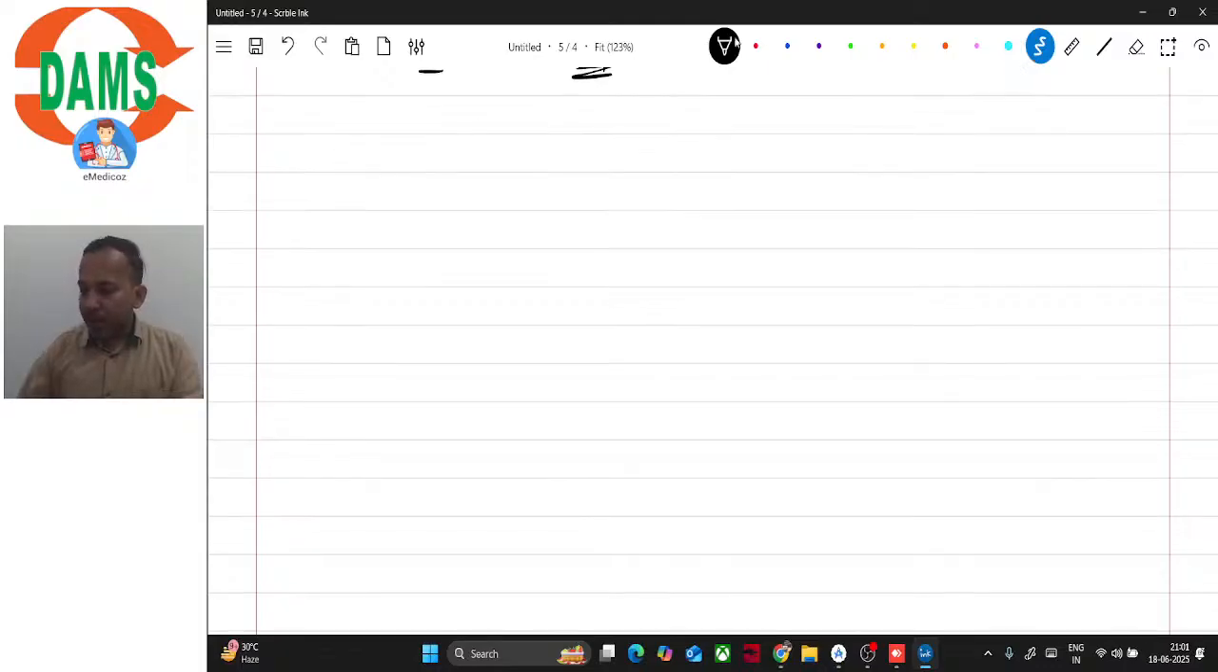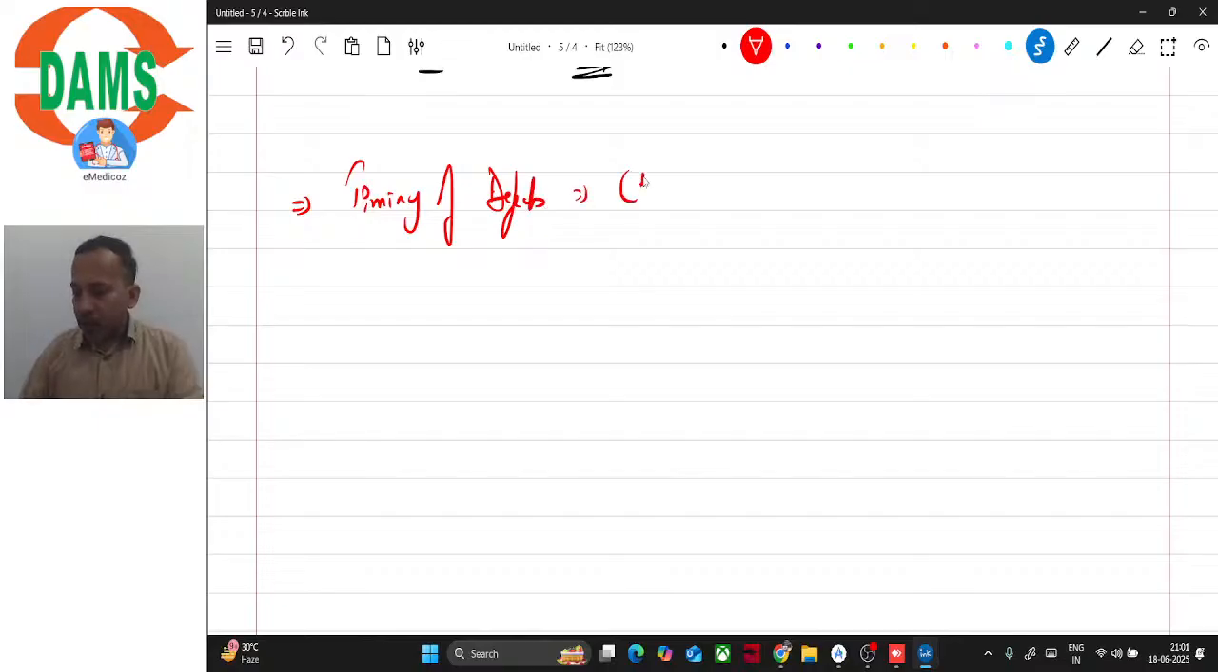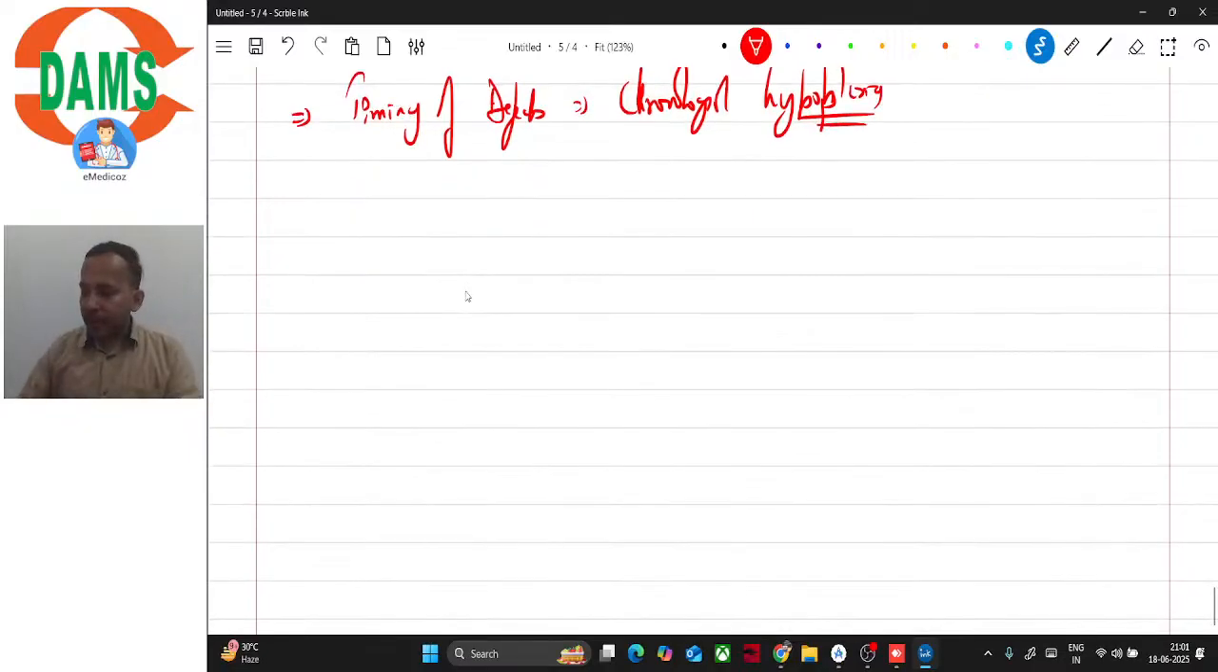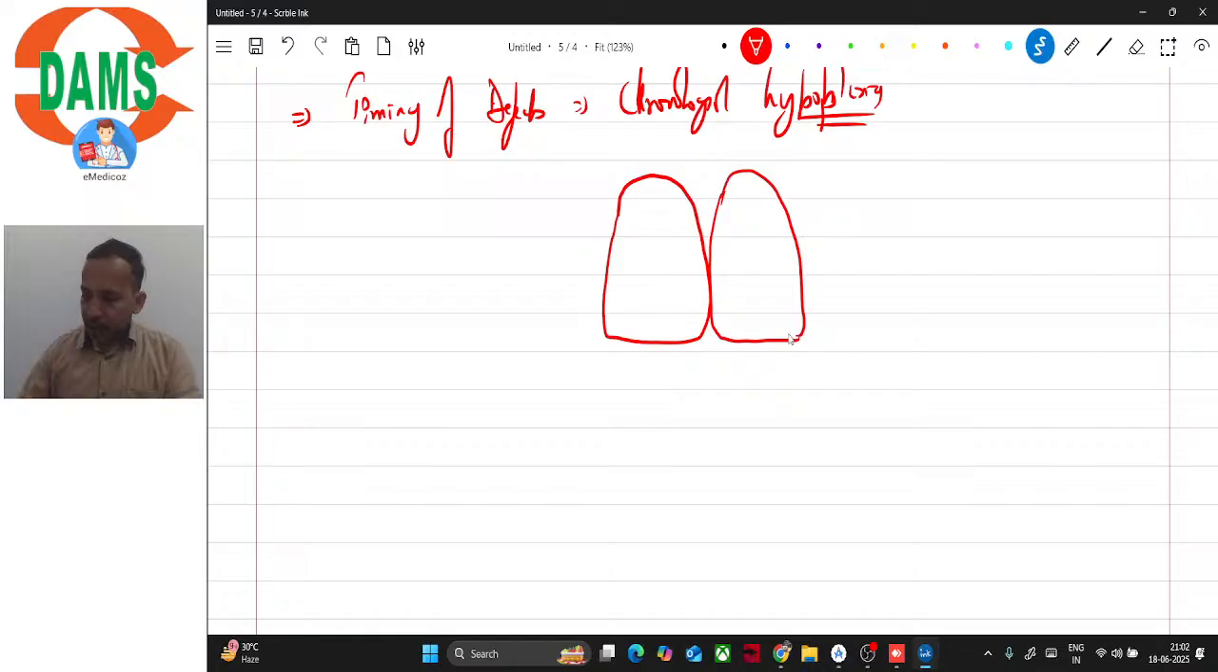What else can it help with in estimating the timing of chronological hypoplasia or hypocalcification? So let's say you are given this diagram where the different teeth are shown, isn't it?